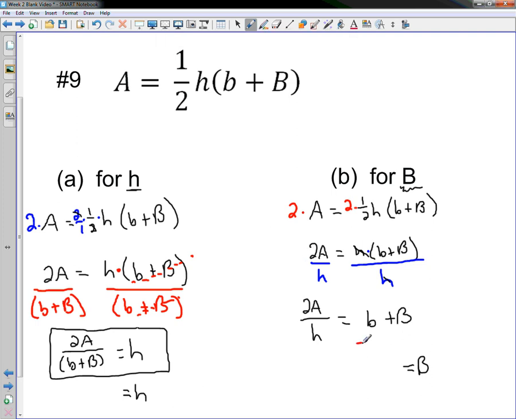And then subtract b, and that should give us our final answer. So let's move this a little lower. So we have 2a over h minus b equals capital B.